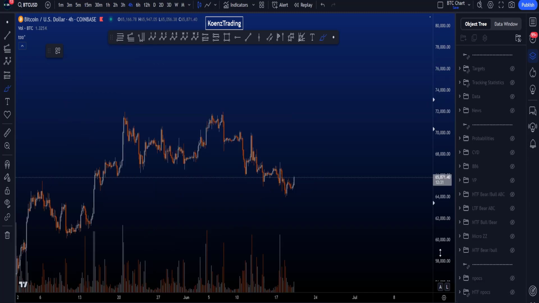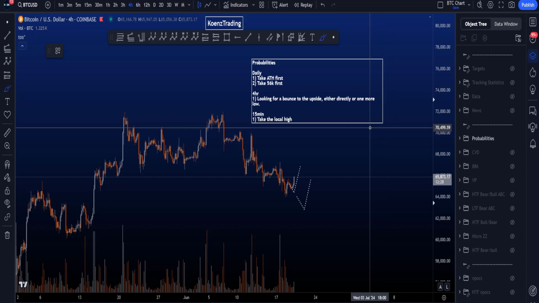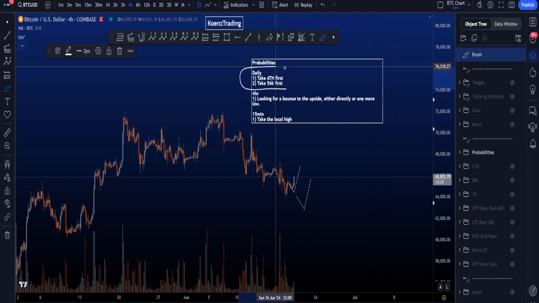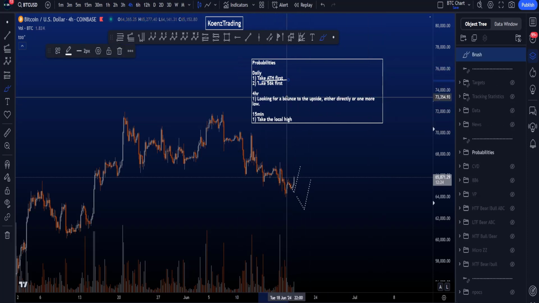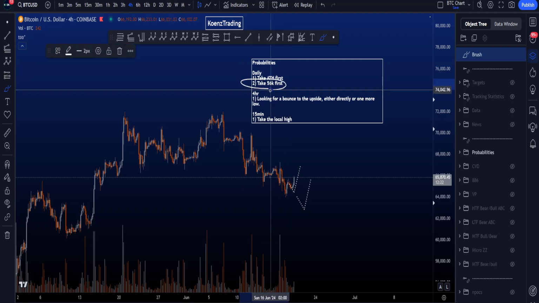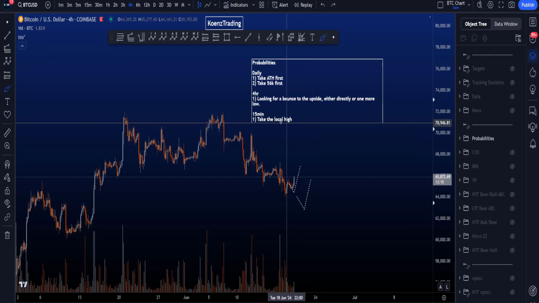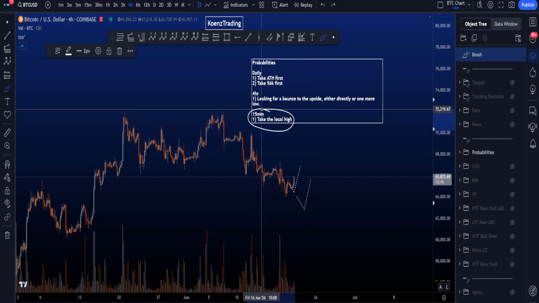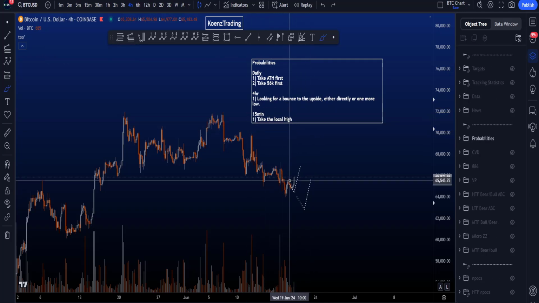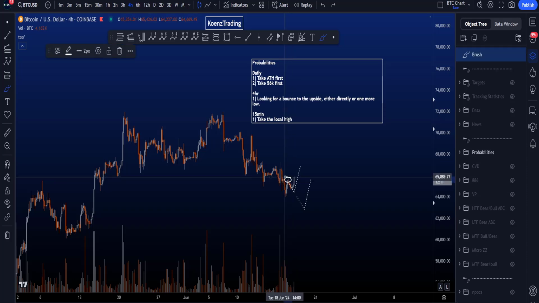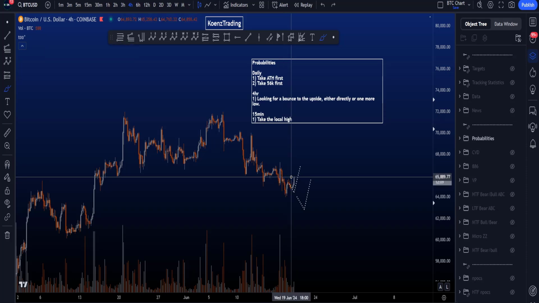And if we then look at the probabilities of the different scenarios, then on the daily time frame, the probabilities are highest to take the all-time high first instead of taking 56k first. On the 4-hour time frame, we're looking for that diagonal, so we're looking for a bounce towards the upside downside sooner or later, and on the 15-minute time frame the probabilities were higher to take out this local high, which has now happened this morning.